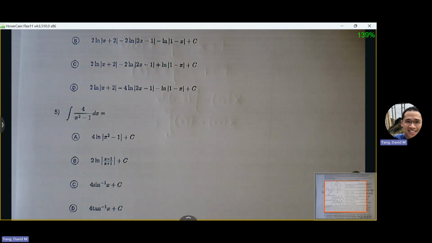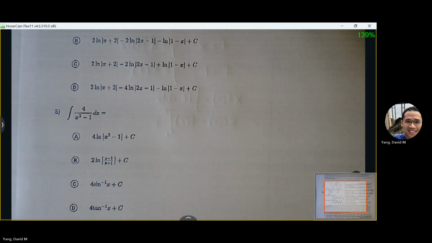Okay, once we're done with 2, we're going to go to page 2, number 4. Start looking at some linear partial fractions.